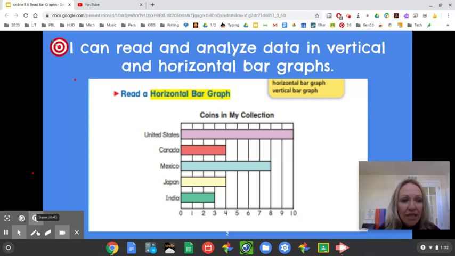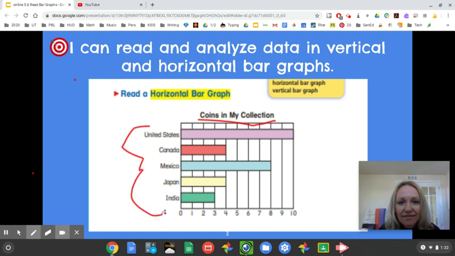You might notice the title right here. You might notice the data that was collected in this survey. And down here, you might notice the number of coins from each country. Anything else that you notice? Any observations that you can make about the data that is shown? Can you tell which country had the highest number of coins collected? How do you know? And how many coins were collected from the United States?